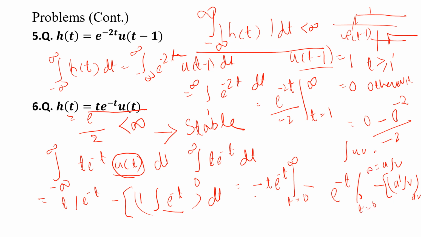So if we put infinity, minus infinity, and this will be e to the minus t at 0. So whatever you are getting, 0 minus 0.